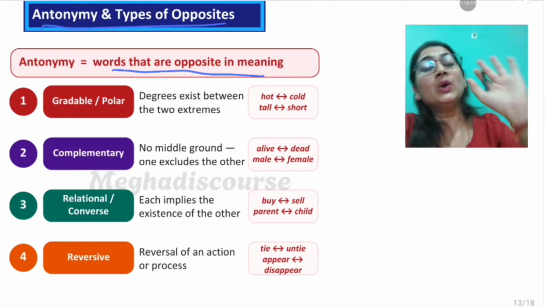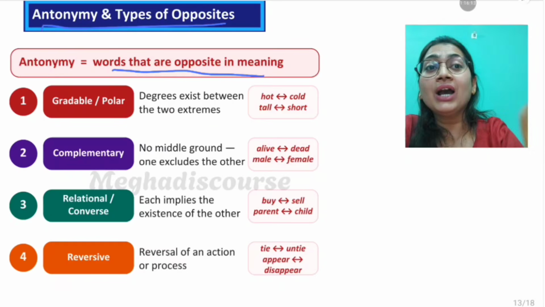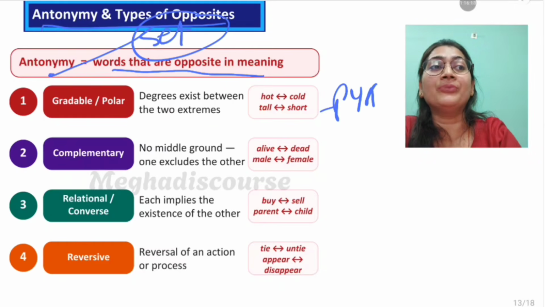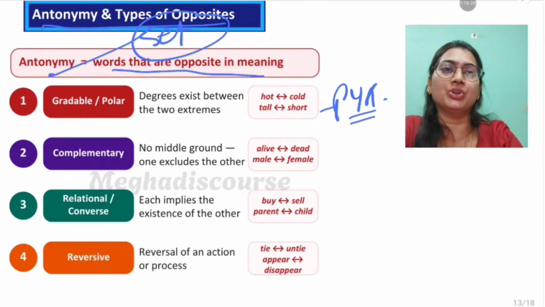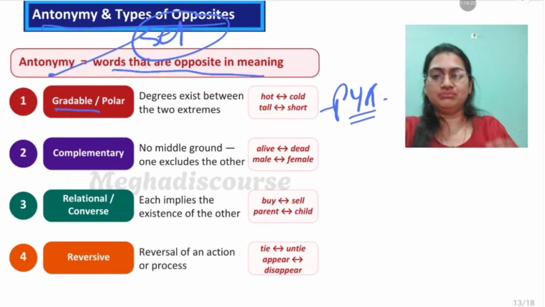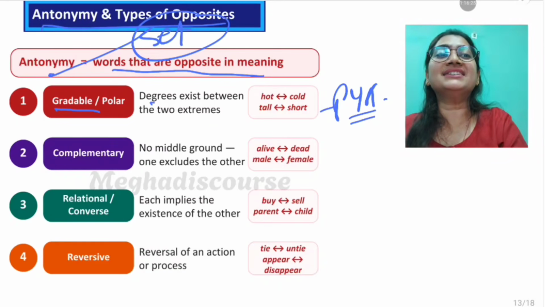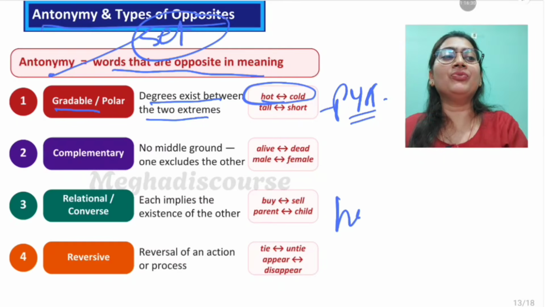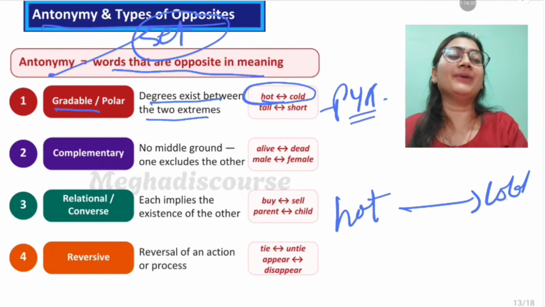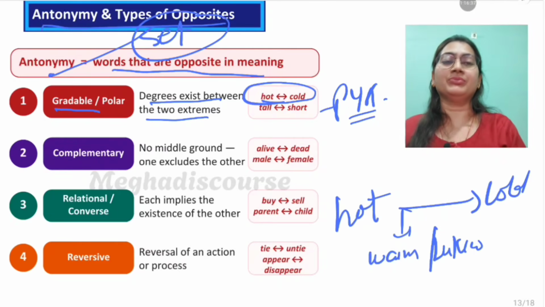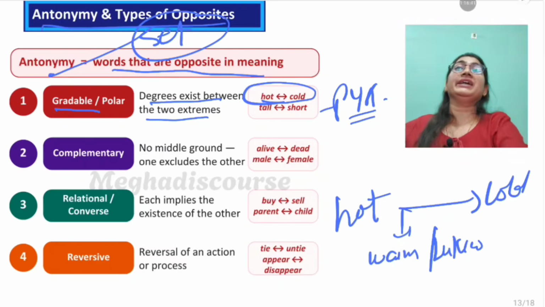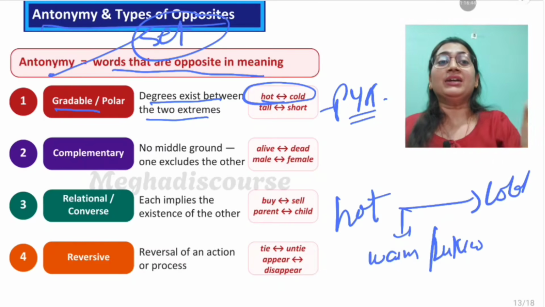Simple: hot, cold. Now, it also has types, and they were asked in your SET paper exactly. This is your SET PYQ, I think Tamil Nadu SET, I am not sure about that. First, gradable, polar, a grade system: degree exists between two extremes. Like hot and cold. Between hot and cold, we have terms like warm, lukewarm, less hot. This is called degree. So it is gradable; a grade system will be there.